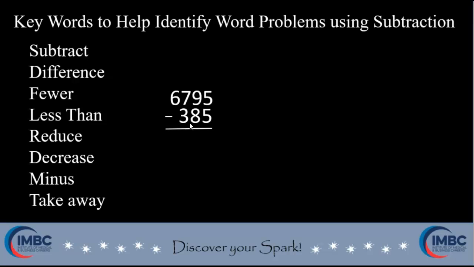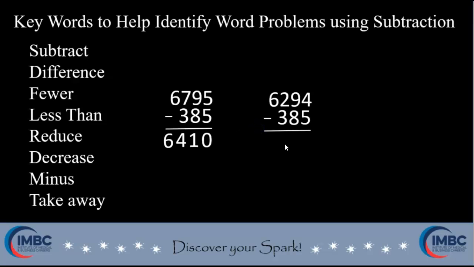6,795 minus 385. Again, very important that we're neat, so when we're doing this on pencil and paper, that we line everything up. 5 minus 5 is 0. 9 minus 8 is 1. 7 minus 3, 4. And 6 minus nothing is 6.